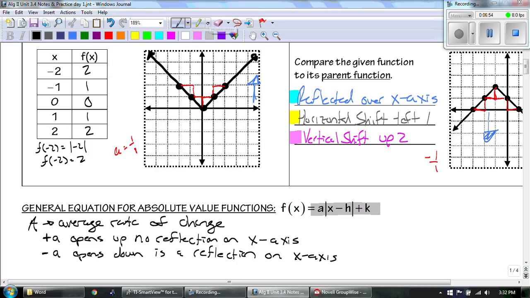Okay, now one more thing, hopefully won't be too rough for you. On our parent function, do you see that point right there? That's our vertex. That's the bottom of the graph. That is the min, or the minimum. So when it opens up, we could say that the vertex is the minimum. Okay, I'm going to write that in a different color. The vertex is the minimum value.